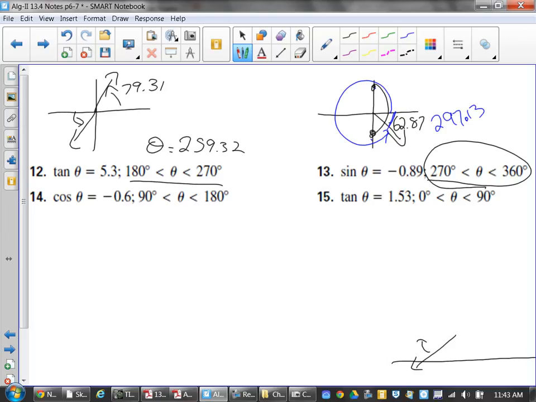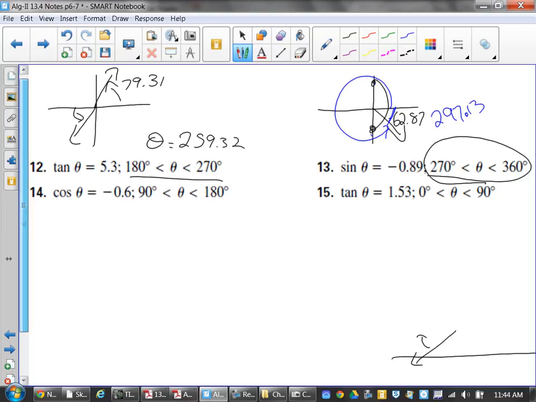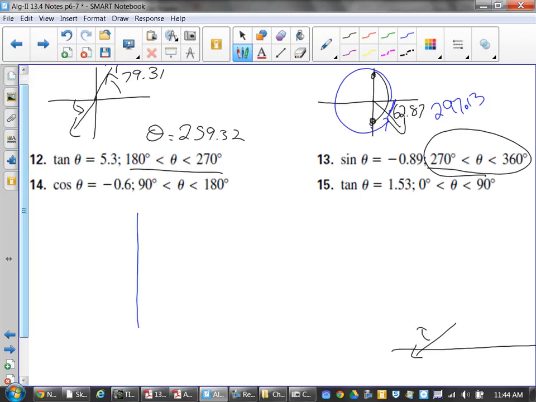When I go to cosine value of negative 0.6, 126.87. I was confused by that. So you're saying this is the angle at 120, what is it? 126.87. Do I have to move that angle? No. It's already in that quadrant.